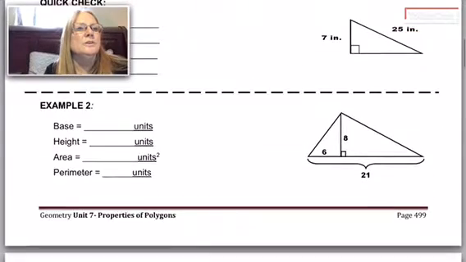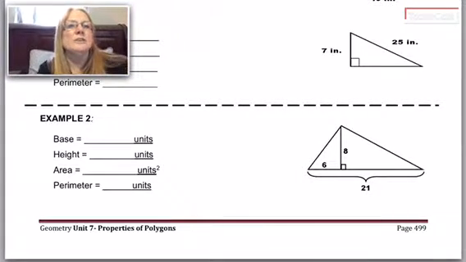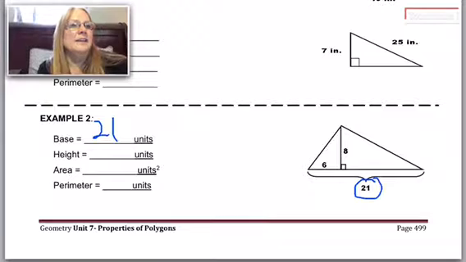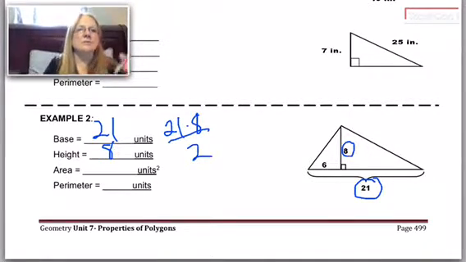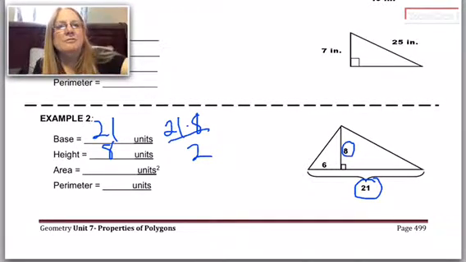So example 2. On this one, we actually have 3 different triangles. We can use the base of the whole triangle as 21, and the height is 8, and we can find the area of that whole triangle. That would be base times height divided by 2. So 21 times 4 is 84.